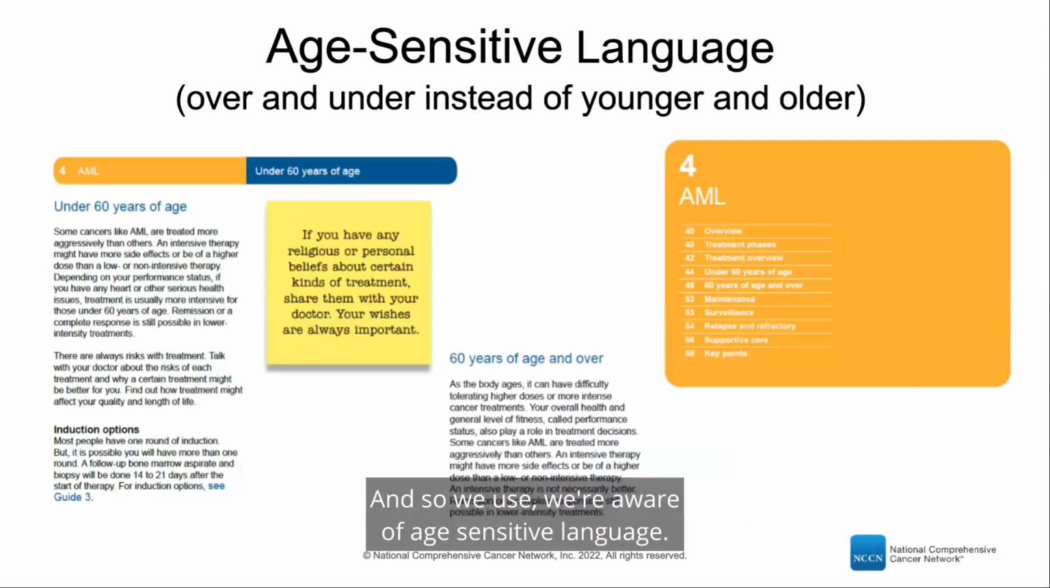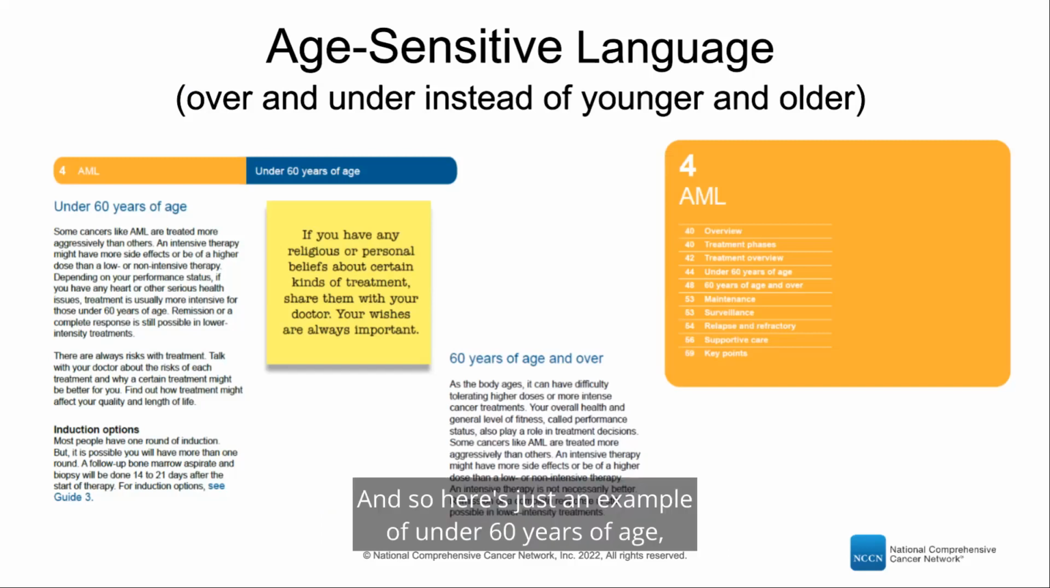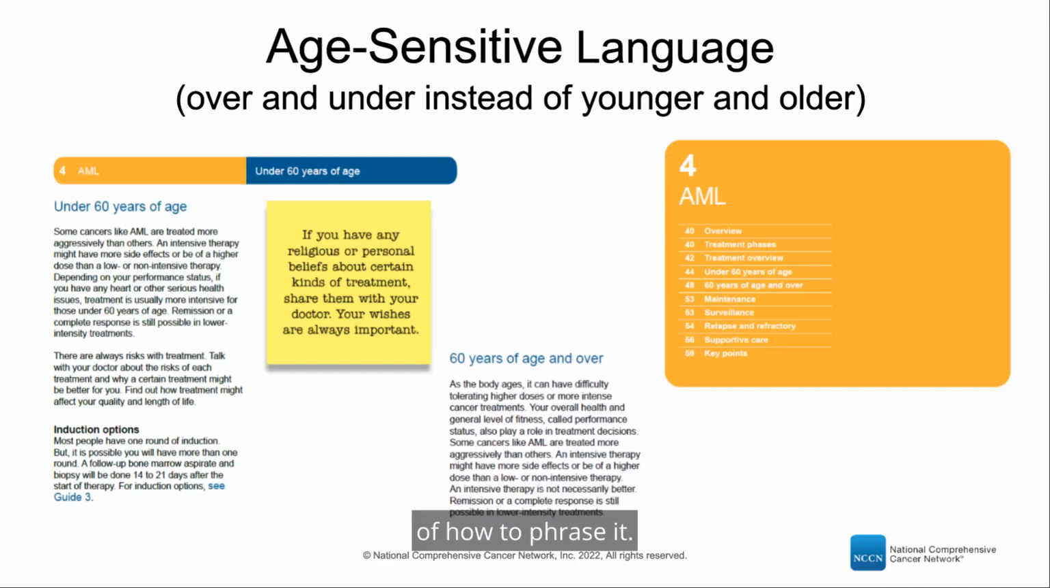And so we're aware of age-sensitive language. This is something that I did bring to the attention of the department. Instead of using older and younger, we use over and under. No one wants to be labeled as old. So here's just an example of under 60 years of age, 60 years of age and over. That's kind of our standard of how to phrase it.